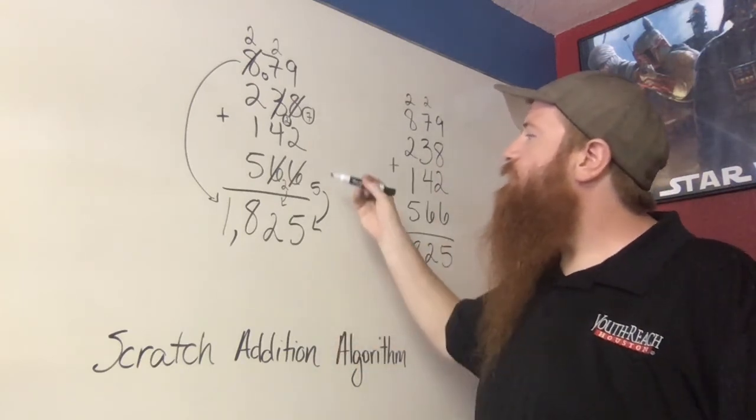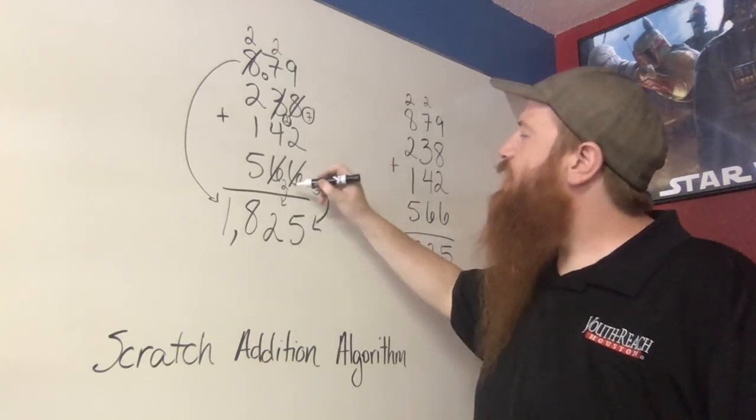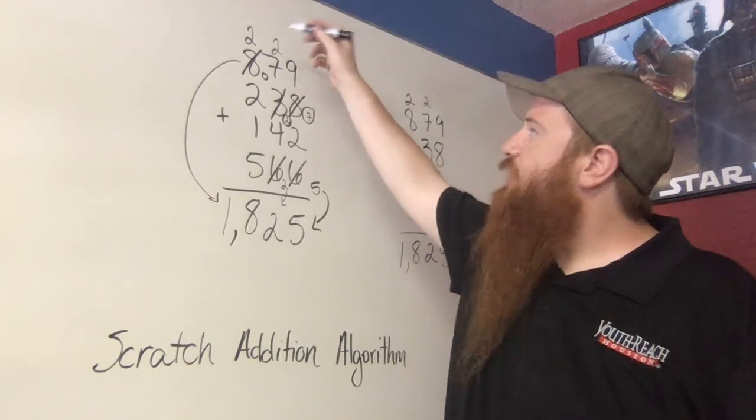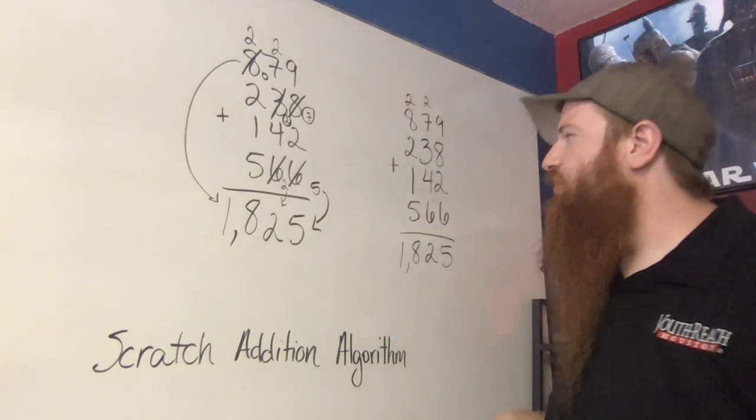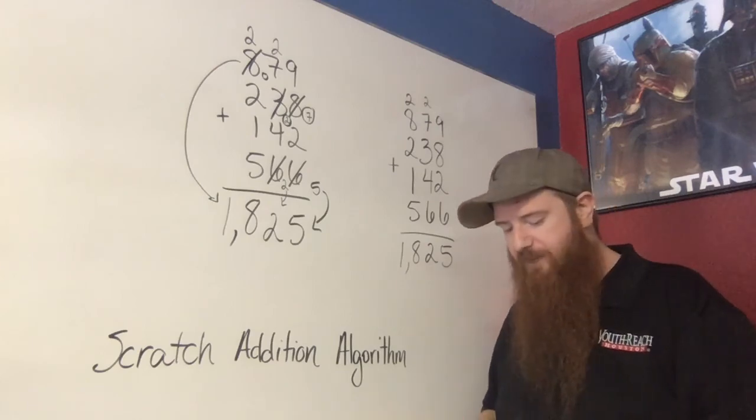Anyway, so that's the scratch addition algorithm, and you count your scratches and carry those numbers over. Makes it just a little easier, so you don't have to try to remember all those numbers in your mind as you're adding down a column.